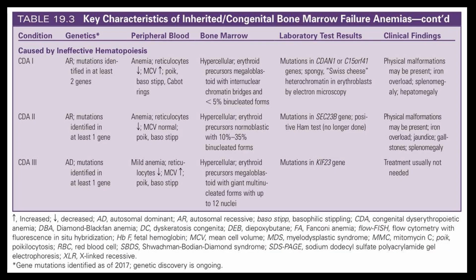I lifted this table 19.3 from your RODAK, in which this discusses the types of your CDA. So from CDA 1 to 3. So your CDA 1 has a mutation on your CDAN1, your CDA 2 has mutation on your SEC23B, and your CDA 3 will have a KIF23 gene mutation. Take note also that on peripheral blood, these manifest with anemia and reticulocytopenia. And then your CDA1 and CDA3 will have an increased MCV, so they are macrocytic, but your CDA2 will have normocytic type of anemia. So also unique to CDA1 is the presence of your Cabot rings, and from CDA1 to 3, they all have a presence of your basophilic stipplings. And on bone marrow examination, your CDA 1 to 3 will have hypercellular bone marrow with erythroid precursors present.